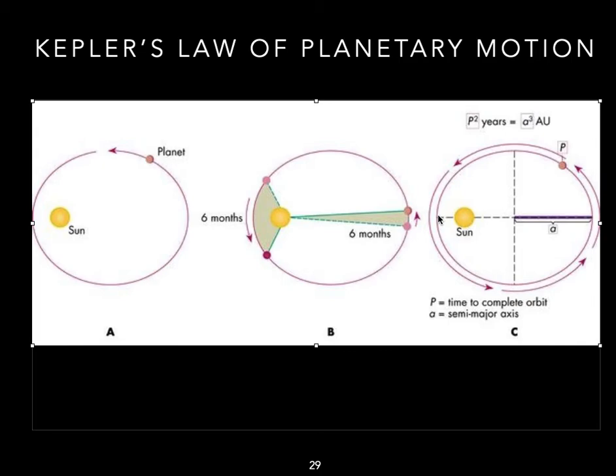So Mercury goes around the sun in 88 days. Venus is a little further away. It takes 225 days to orbit the sun. Earth is a little further away. It takes 365 days to orbit the sun, and so on. By the time you get out to Jupiter, it's taking 12 years to orbit the sun. Saturn takes 30 years to orbit the sun, and so forth.